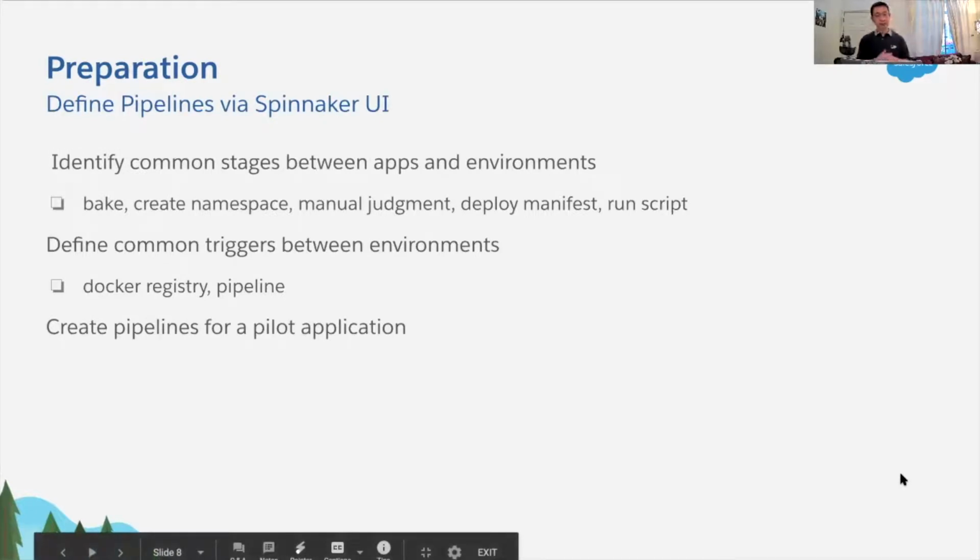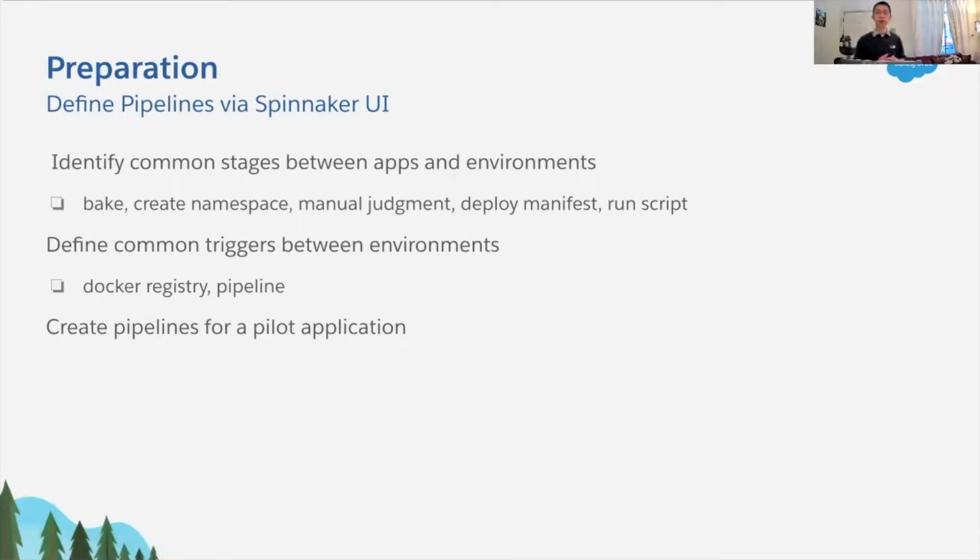The next step in preparation is to define the pipelines using the Spinnaker UI. Using the UI, we can define the most common stages between applications and environments. For example, the BigQuery namespace, manual judgment, deploy manifest, and run script stages. We're also using the UI to define the common triggers, for example, Docker registry or pipeline triggers.